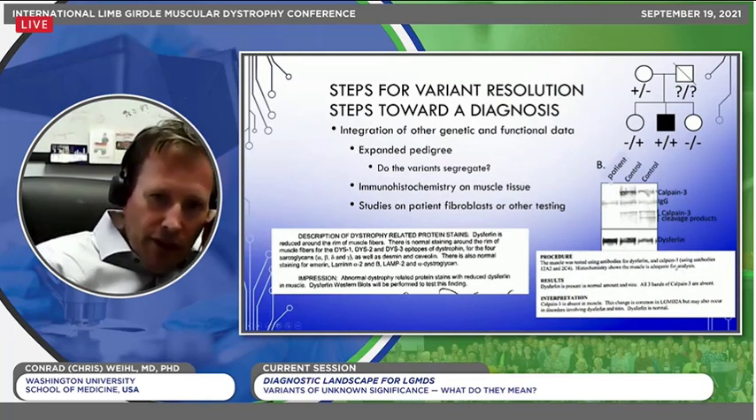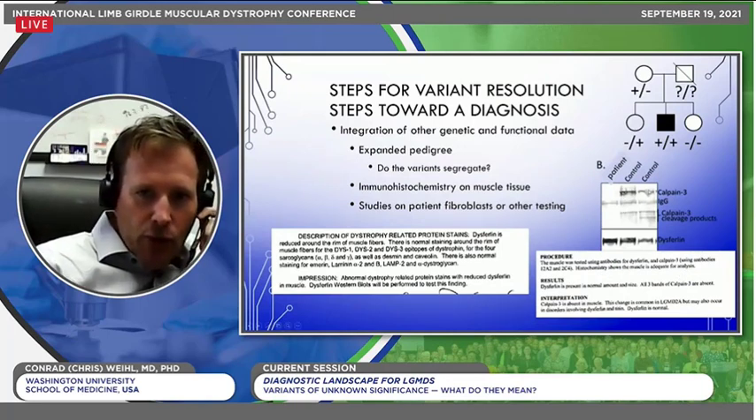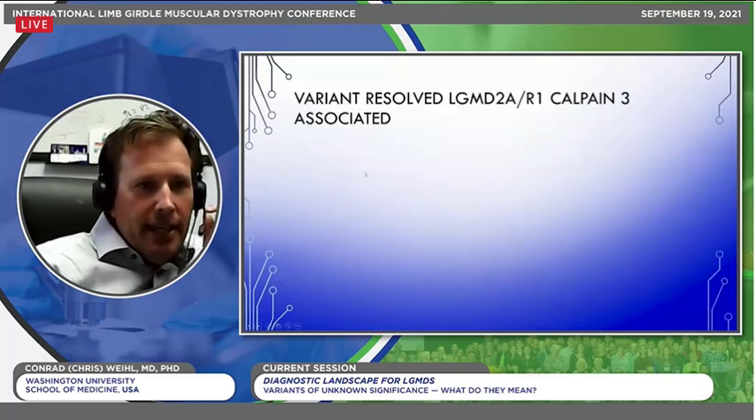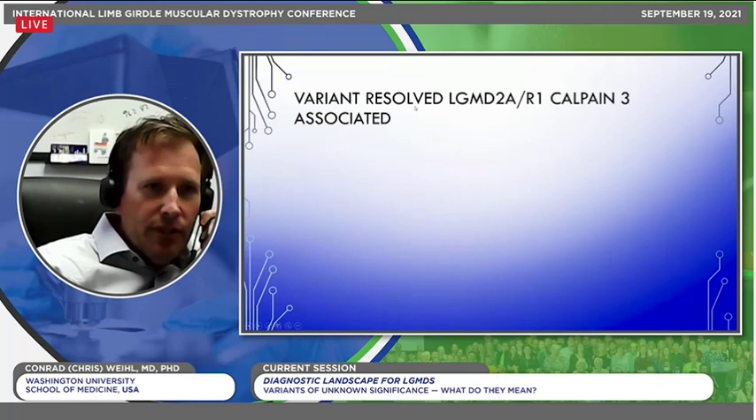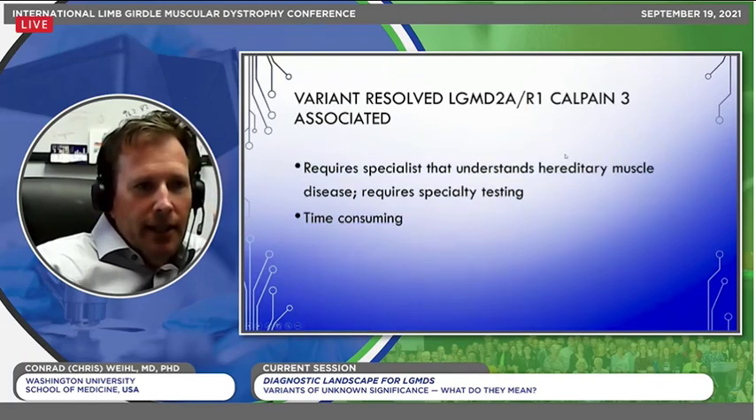And what we do in our lab is an extra step where we do a Western blot to look at how much calpain-3 protein is there. And you can see this patient has absent calpain-3 protein, but normal levels of dysferlin. And so in this case, we solved this; the variant is resolved. This patient has limb-girdle 2A, R1 calpain-3 associated.